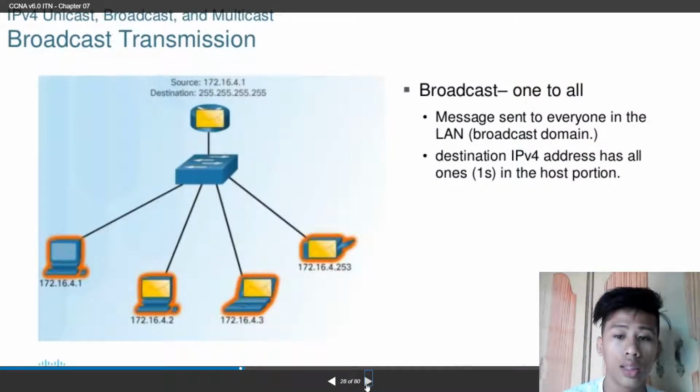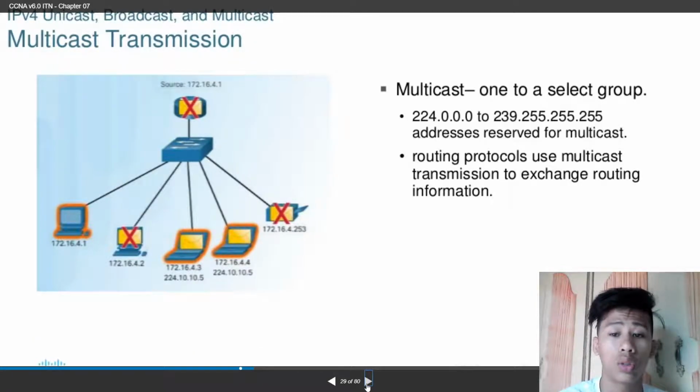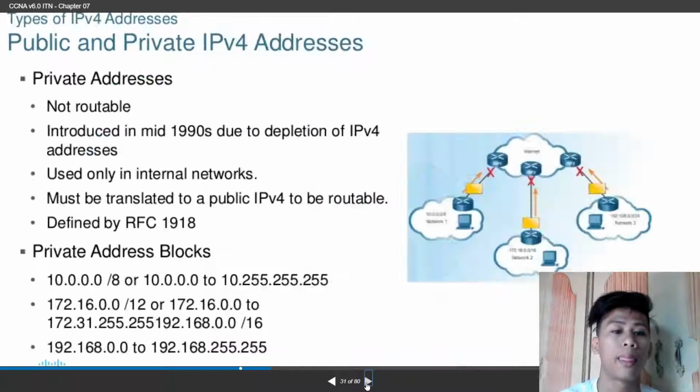For broadcast, the destination IPv4 address has all ones in the host portion and the message is sent to everyone in the LAN. For multicast, routing protocols use multicast transmissions to exchange routing information.